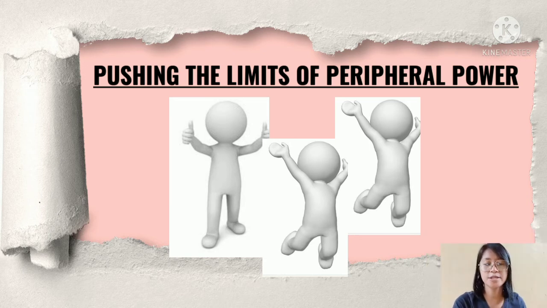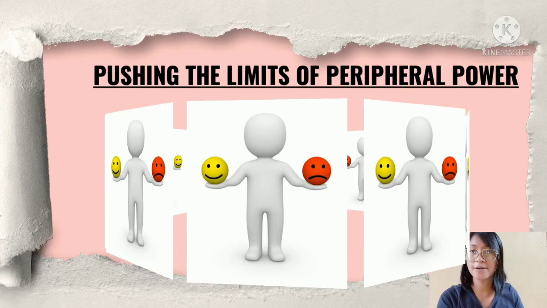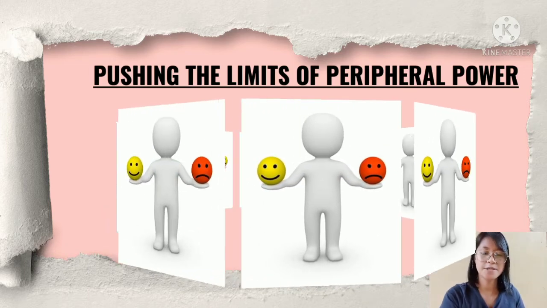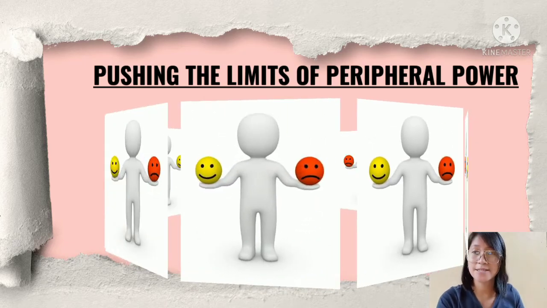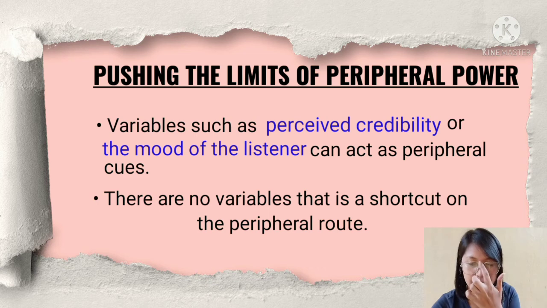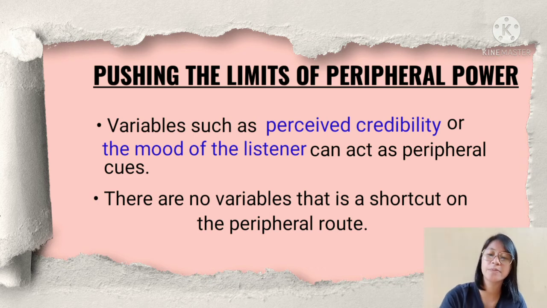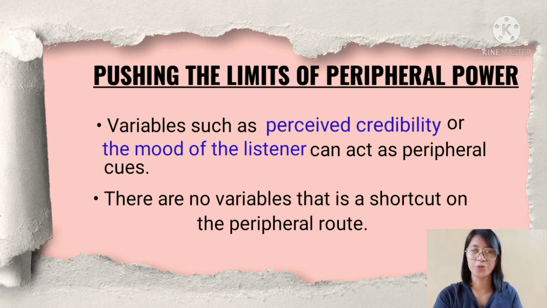However, when that person is somehow willing to work through your proposal, his bright mood might turn out to be a disadvantage. When his mood is altered by processing the information you've shared, there's a possibility that that altered feeling could bias him against your argument. Now, it is safe to conclude that many variables such as perceived credibility or the mood of the listener can act as peripheral cues, and there is no variable that's always a shortcut on the peripheral route.